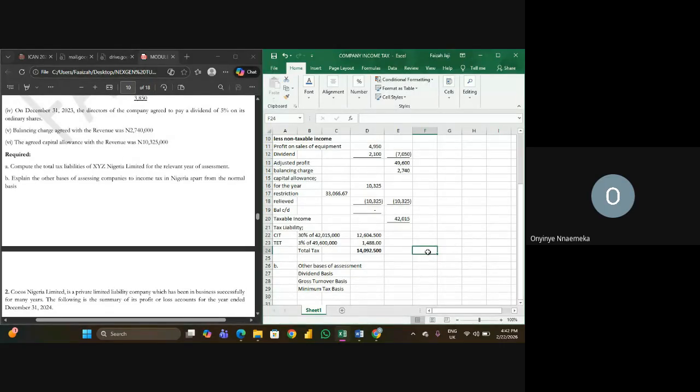But there's a caveat. Companies in their first 4 years of operation are not required to pay minimum tax. That's why we did not calculate minimum tax for this company. Remember that this is their first year of operation. So regardless of whether you are a small company or a large company, for the first 4 years of operation, you are not expected to pay minimum tax, right? Okay. And what is minimum tax? Can somebody tell me the formula?